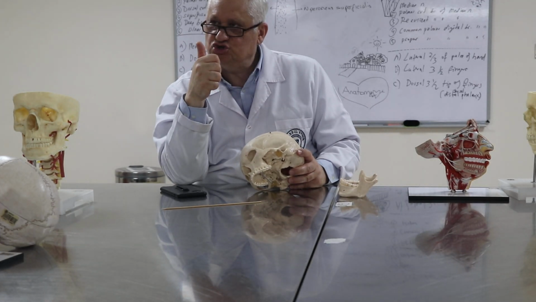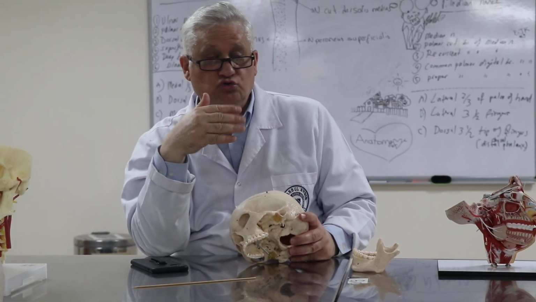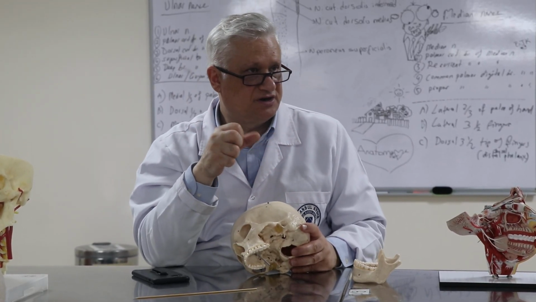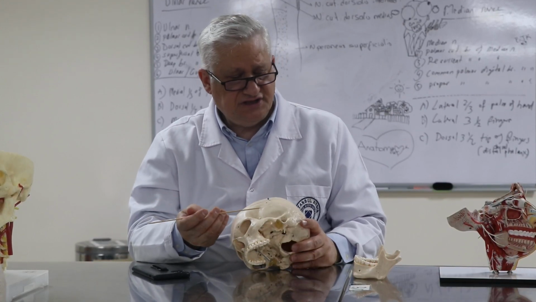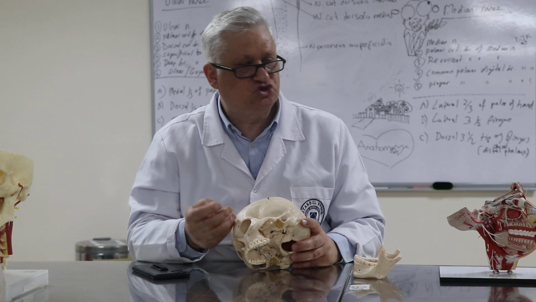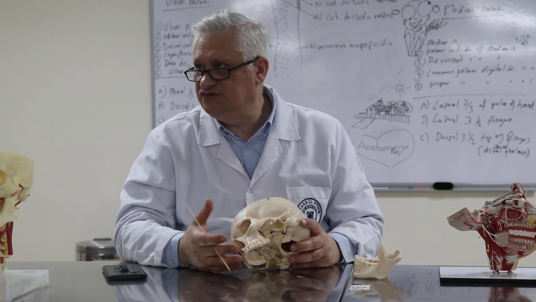So you have the fatty tissue and the galea, and beneath that you have the loose connective tissue and the periosteum that attaches to the bone. So that's scalp, the skin. Beneath that we have this superficial layer, superficial fascia, that contains the cutaneous nerves.